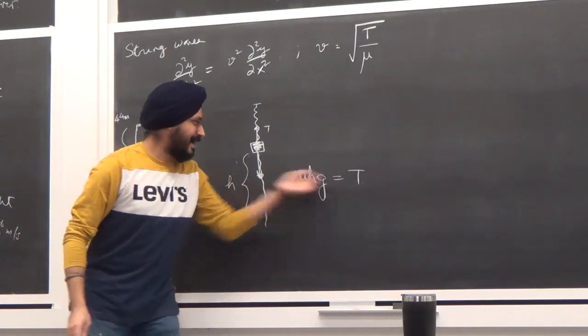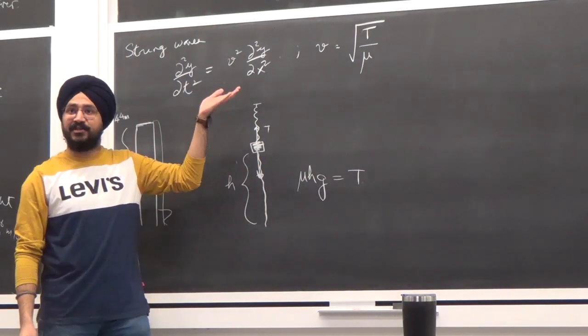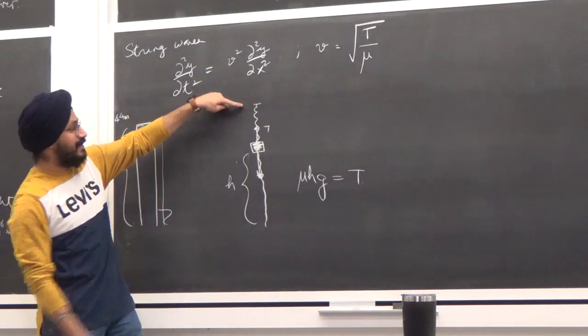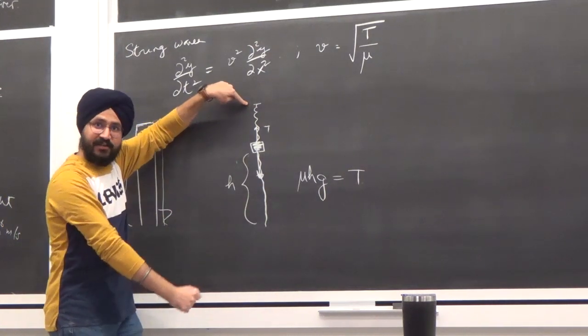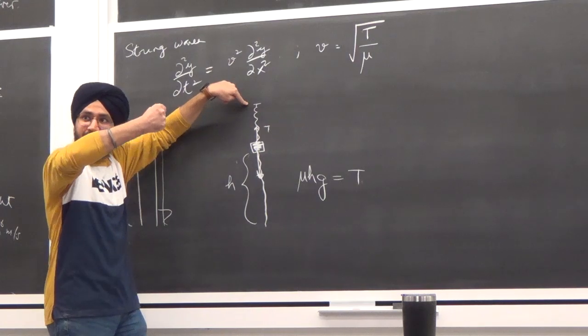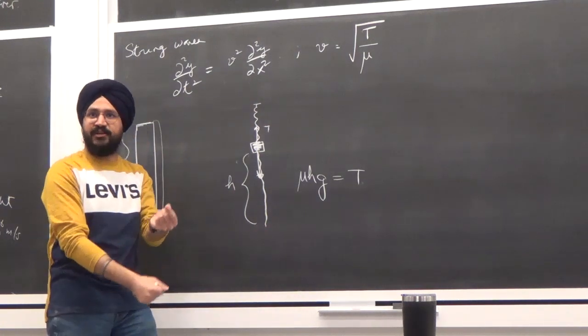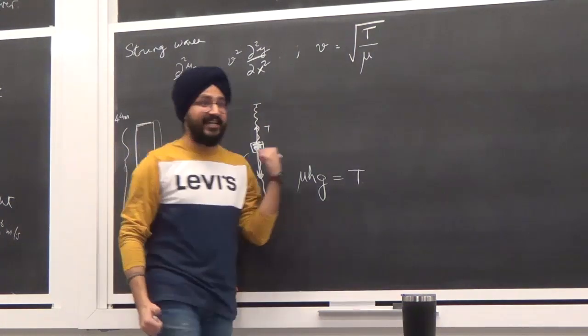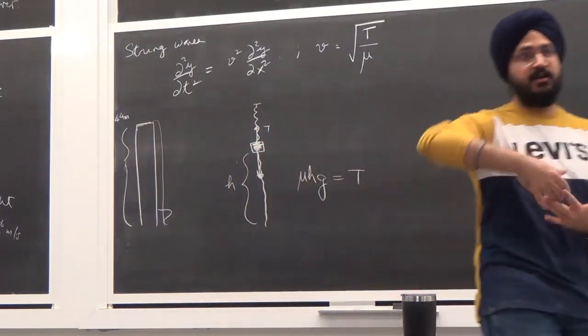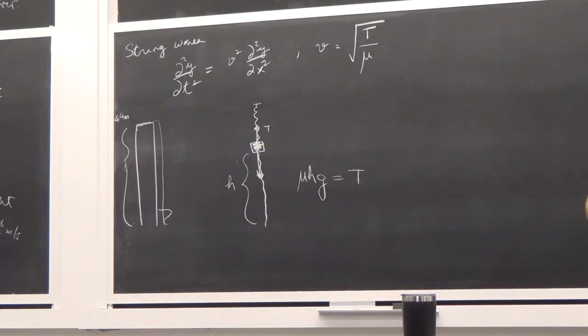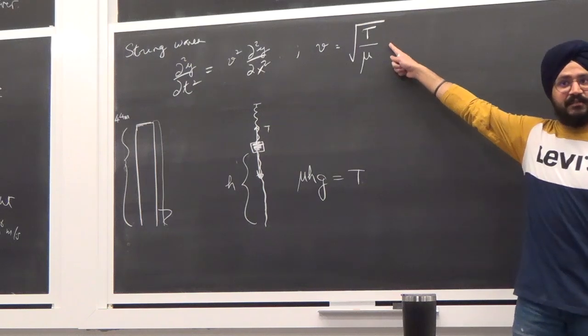The tension at any point depends on how high you are. If you're at the top, the entire mass is pulling you down, hence there's maximum tension to keep it up. At the lowermost point, there's nothing pulling you down, so there is no tension. So your tension depends on the location on the wave. Your tension is a constant.